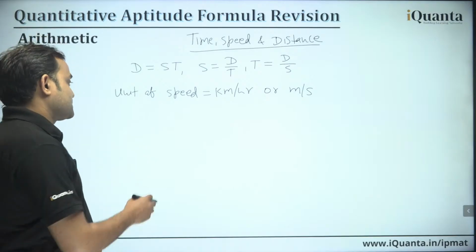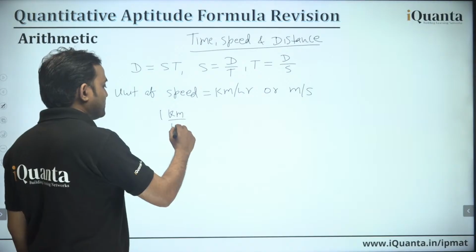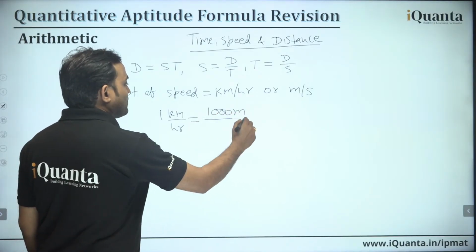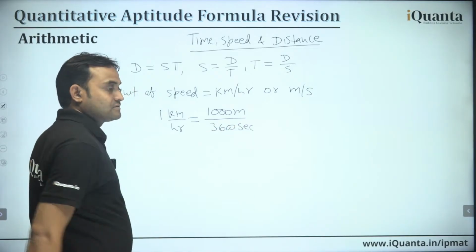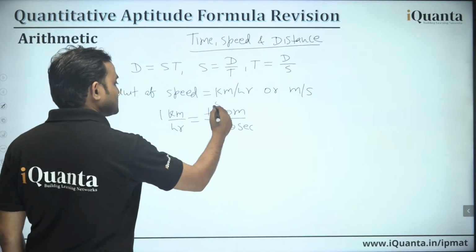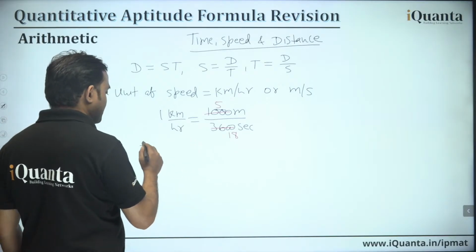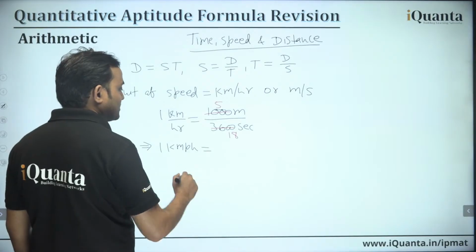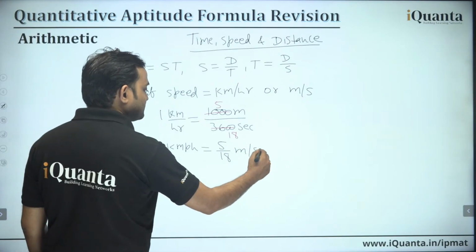So first we need to know the conversion. 1 kilometer per hour. 1 kilometer can be written as 1000 meter. 1 hour can be written as 3600 seconds. So you can cancel this out by 200. This will be 5, this will be 18. What we can say is that 1 kilometer per hour will be equal to 5 by 18 meter per second.